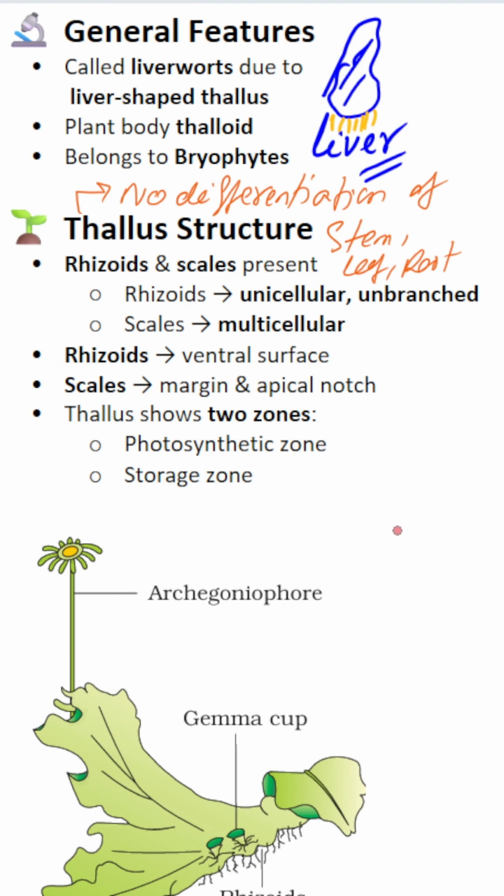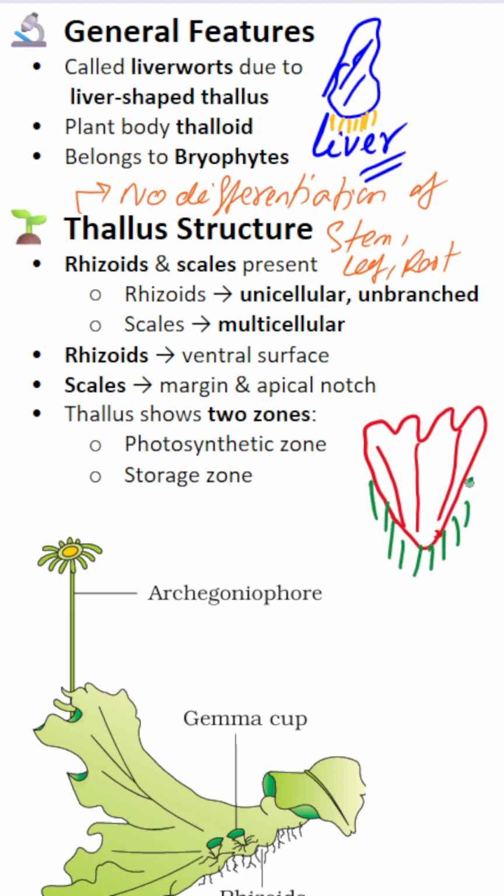Suppose this is the Riccia diagram. Got it? So in Riccia we find what? We find that Riccia contains rhizoids. These are the rhizoids present, and on them we also find some scales. These are called the rhizoids and these are called the scales. So these are the rhizoids present, as well as the scales. So this is the thallus organization.